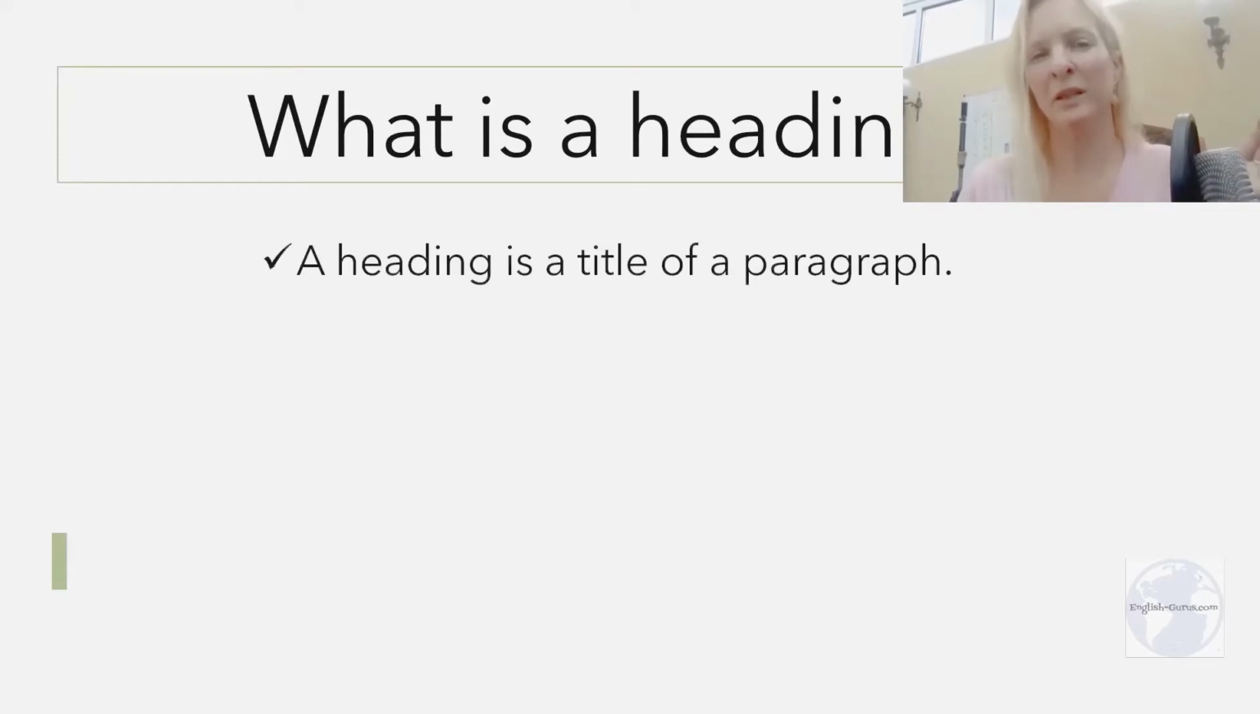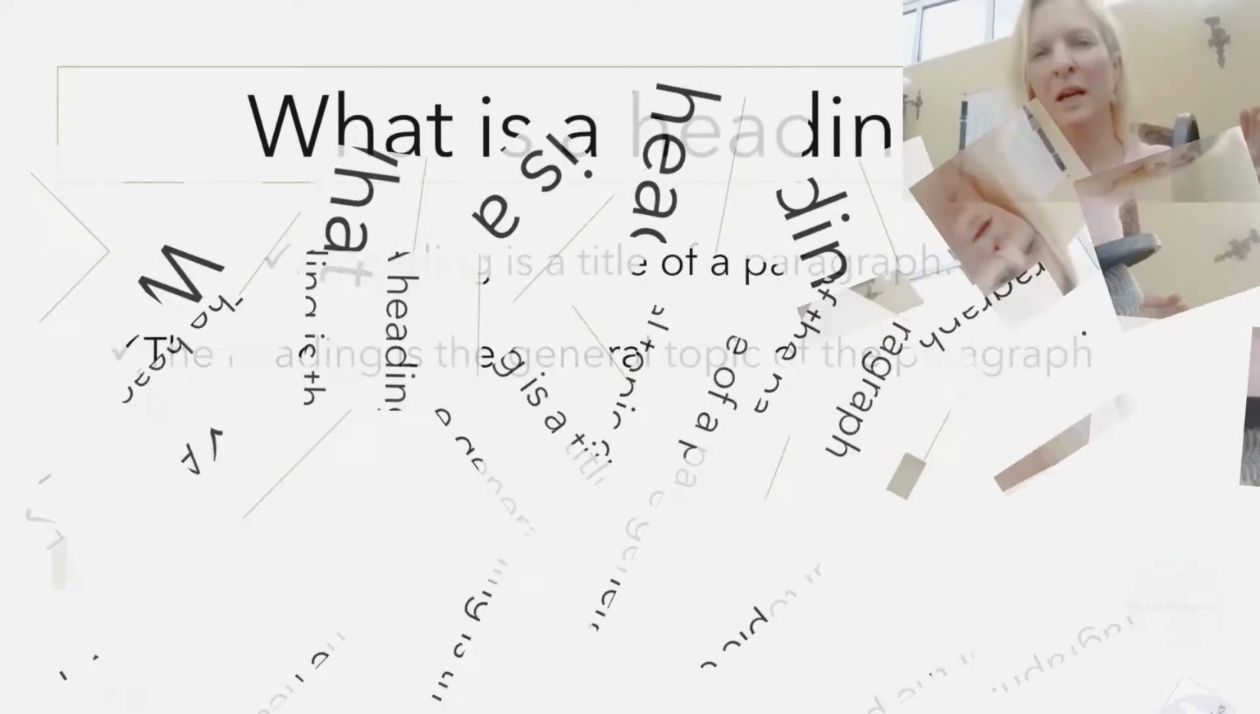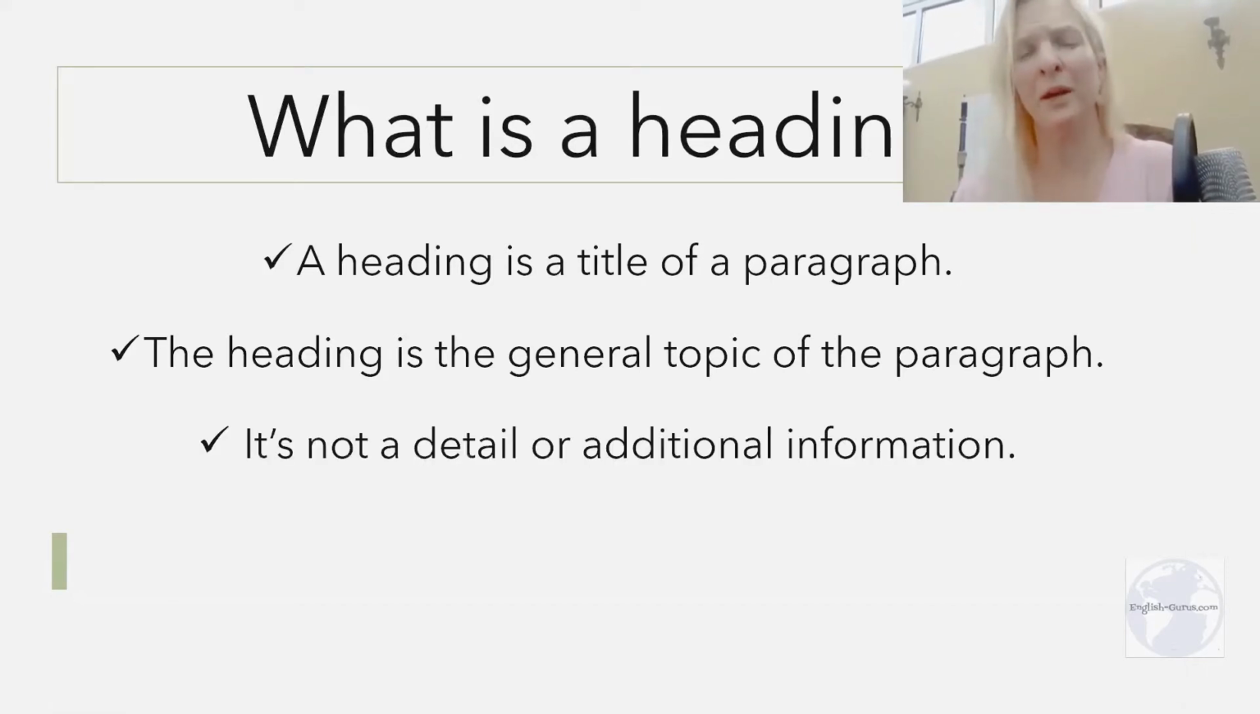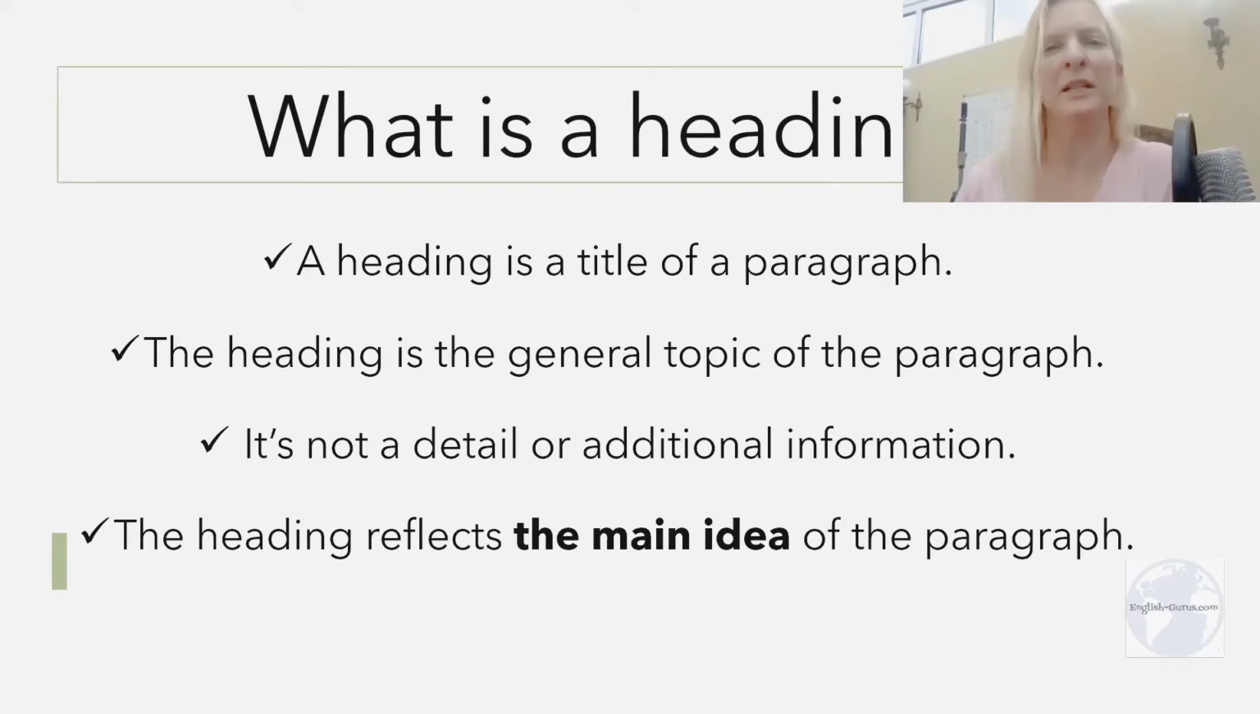So what is a heading? A heading generally is a title of a paragraph. It is the general topic or the general idea, the main idea of a paragraph. So it's basically a sentence that summarizes what that paragraph is. It's not a detail of the paragraph, it's not extra information, it's actually the main idea. So once you know that, you know what to look for, right?